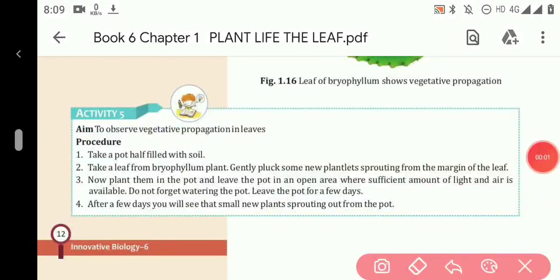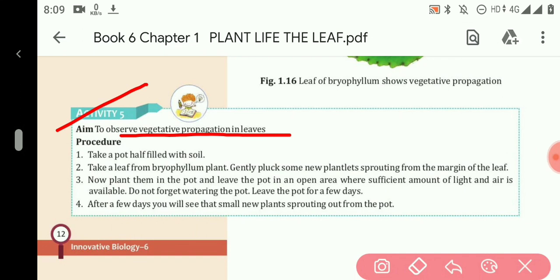Next point is activity 5. Aim: to observe vegetative propagation in leaves. So what is the procedure? First, take a pot half filled with soil. Second, take a leaf from Bryophyllum plant. Gently pluck some new plantlets also from the margins of the leaf.